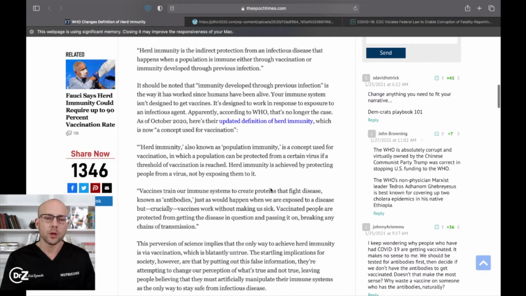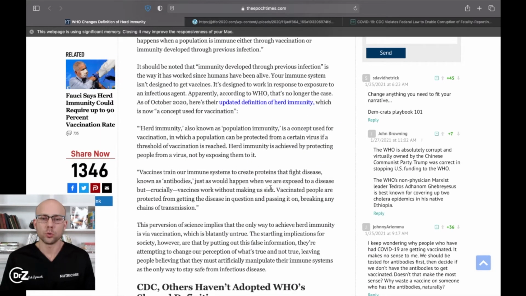And now, here's the new one. Here's the new school herd immunity definition. Herd immunity, also known as population immunity, is a concept used for vaccination, in which a population can be protected from a certain virus if a threshold of vaccination is reached. Herd immunity is achieved by protecting people from a virus, not by exposing them to it. Okay, so it's a very different approach. You don't want to expose them to it, you want to protect them, clearly using a vaccination.